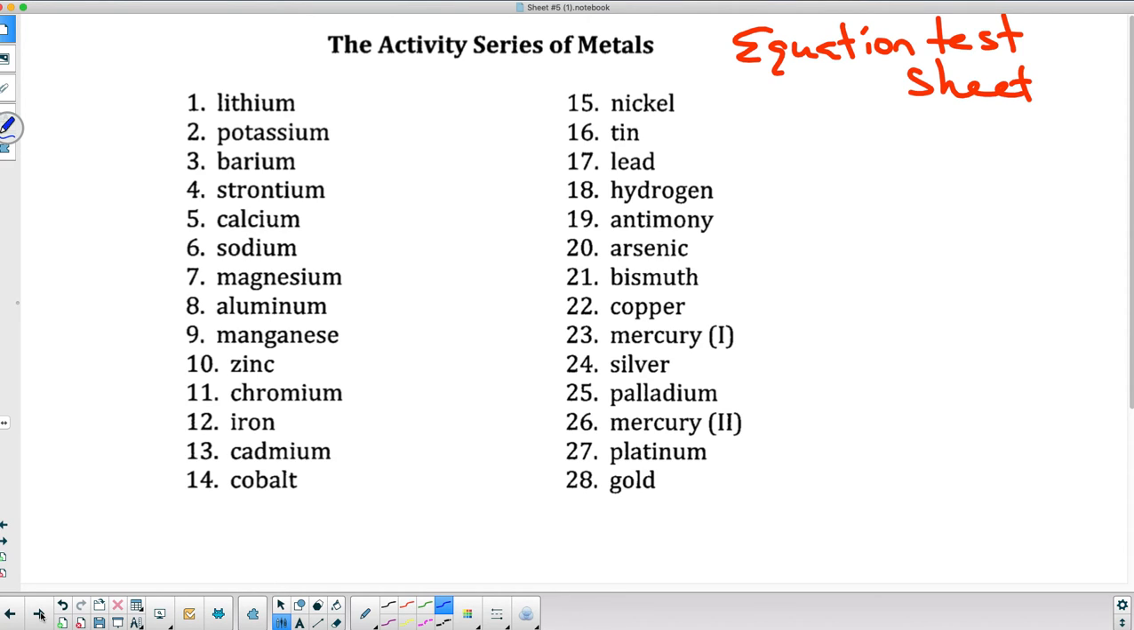So this is the activity series, and it's on the equation test sheet that I have linked or attached to this assignment. So I would pull that sheet up. You see decomposition rules, and at the bottom it says activity series of metals. So 23 through 28 are these metals that are non-reactive enough to break away from oxygen. So these are the only ones that decompose with oxides. All the rest of these would be no reaction, no matter whether it were copper up to lithium.